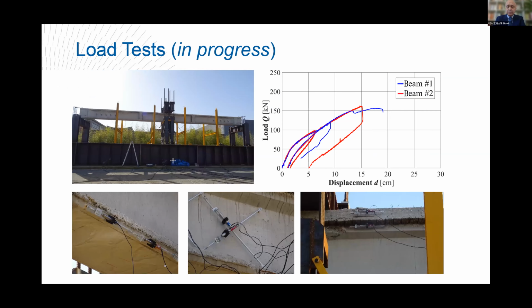In these diagrams, you can see the results for 2 of the load tests conducted on 2 deck beams, and the results are in terms of applied load versus mid-span displacement. And as you can see, the results are very stable because we have a similar response, in this case for the 2 deck beams, and this consideration applies also to the other beams that have been tested recently.